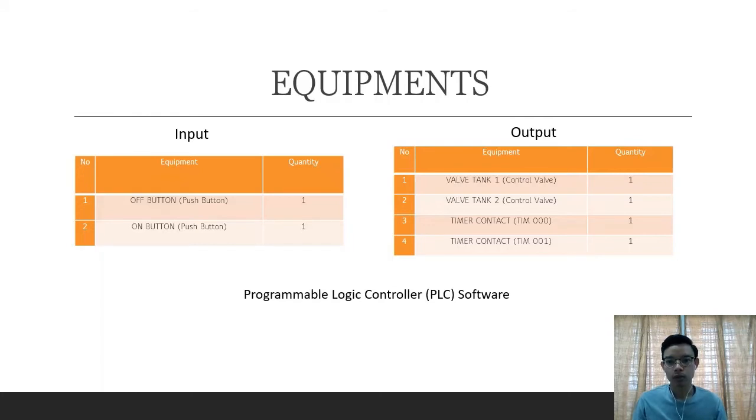Output equipment consists of valve tank 1, valve tank 2, timer contact in bracket timer 000, and lastly timer contact in bracket timer 001. So each of them with quantity 1. So to complete our project, we are using Programmable Logic Controller PLC software.